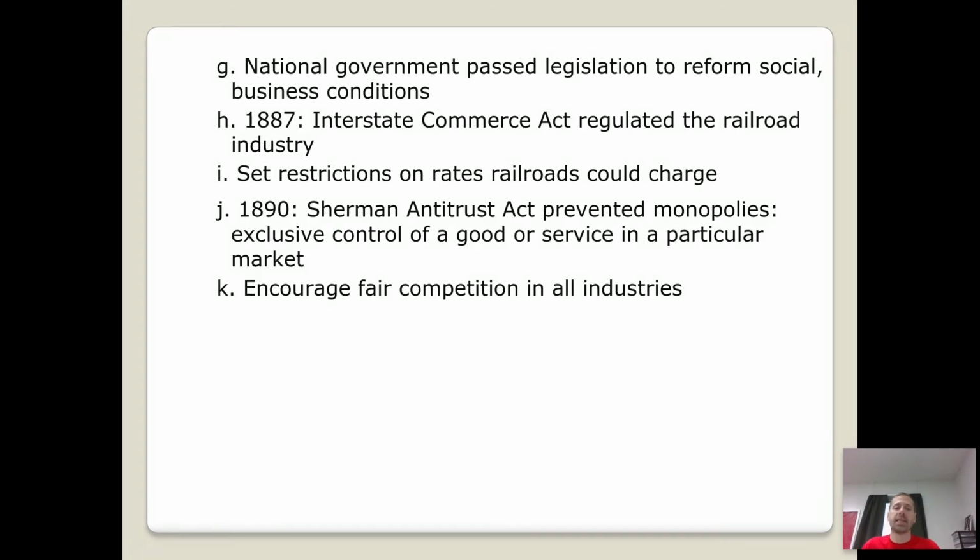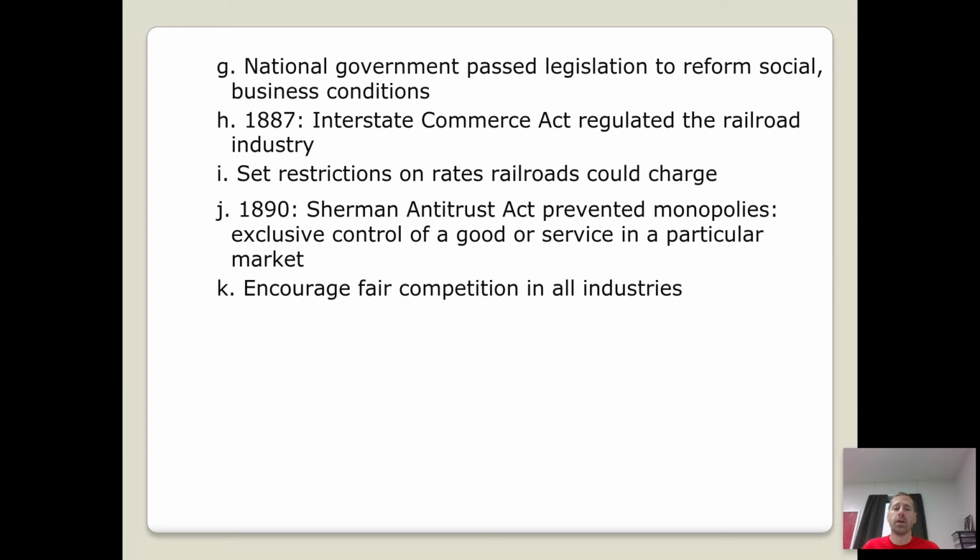And so it was the national government that stepped in to pass legislation. They passed the Pure Food and Drug Act, the Meat Inspection Act. They had a whole host of workplace safety reforms. And these were all in an effort to reform social and business issues.